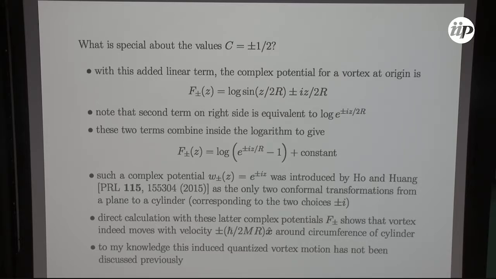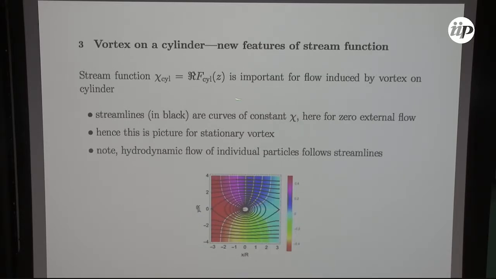So, there we are. Now, let's look at the stream function. The stream function is the real part. This is the case when I've taken the vortex at rest. The streamlines are the black lines, and the important thing here is you notice that way above or way below, the streamlines are constant, so the velocity looks like it just flows to the right or to the left.